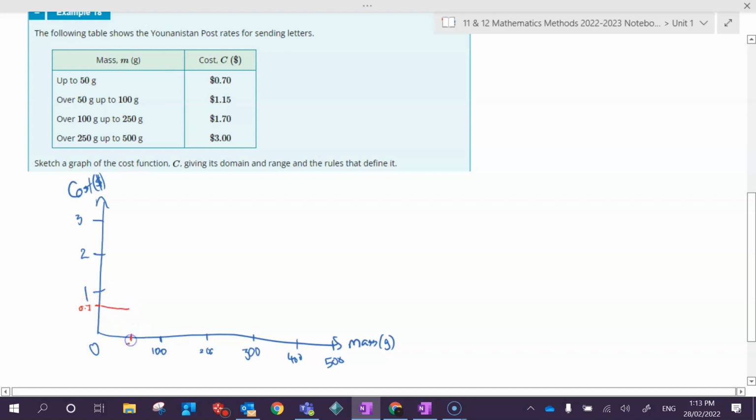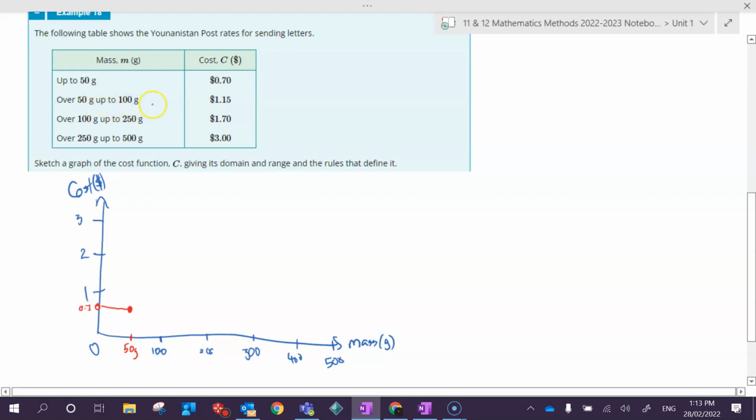Up to 50 grams, it's going to cost me 70 cents. Now you can argue whether something could be as light as 0 grams or not. I'm happy for you to have an open circle there. If you don't post a parcel, it doesn't get sent. If you coloured it in, I wouldn't be detracting marks because maybe it's so light that it doesn't register on your scales that you have set up. It would still, if you were going to mail it, cost you 70 cents. So I'm not too concerned either way.